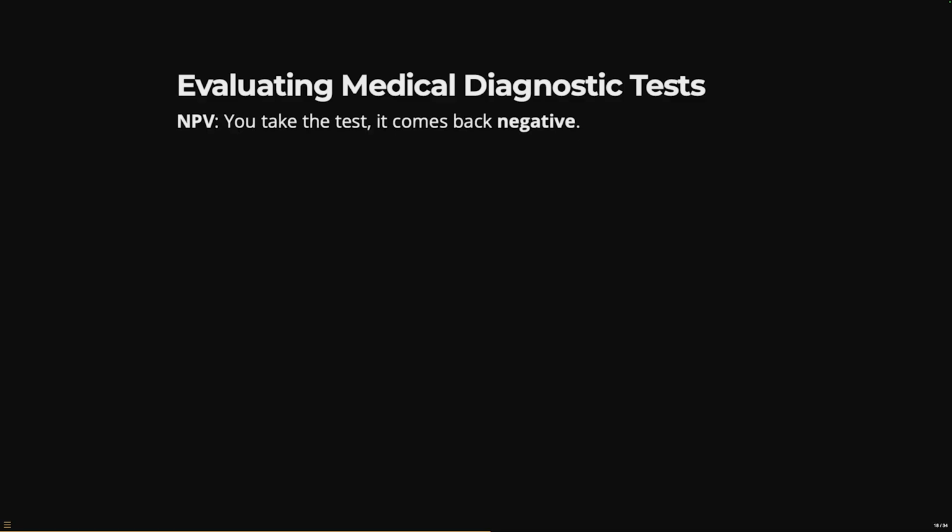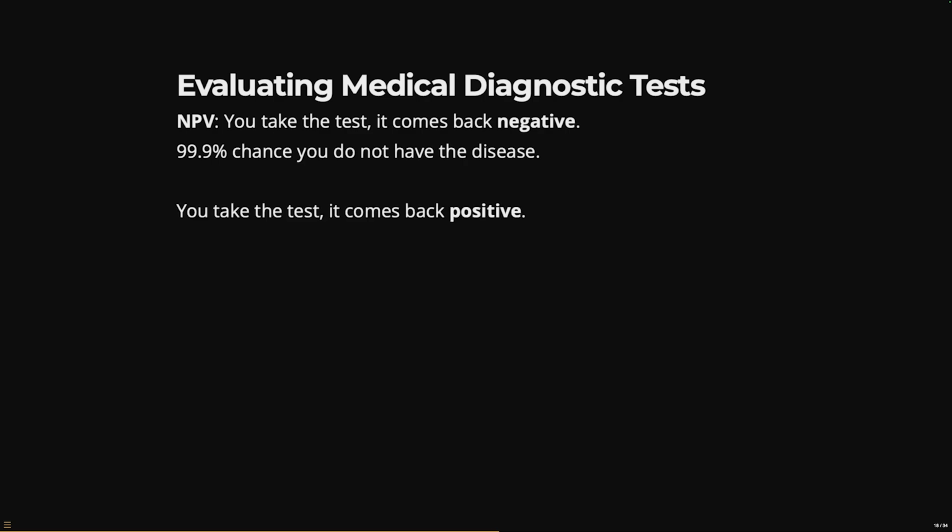What does this mean? If you take the test and it comes back negative, how likely is it that you actually do not have the disease? It's just that NPV, 99.9%, the 0.99, same thing. So that's really good. If you get that result and it's negative, you can trust that as much as you can trust almost anything. However, what if you take the test and it comes back positive? 0.48. It's a 48% chance that you actually have the disease.